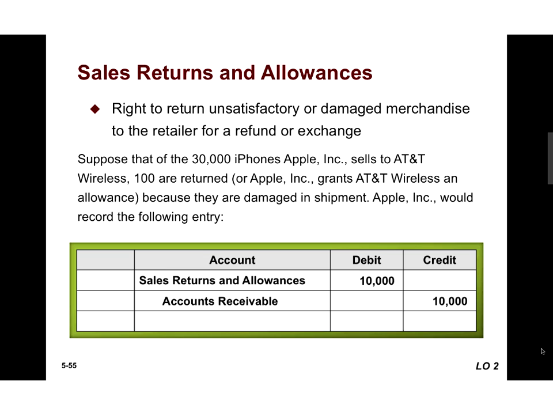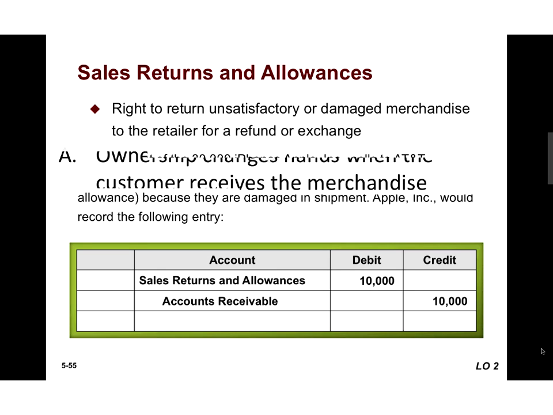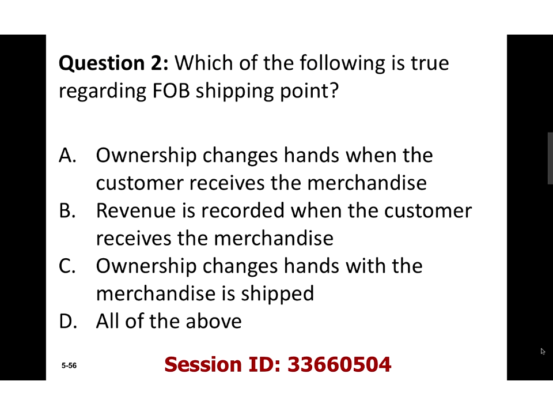Okay, now we're going to do some questions, a couple of questions back to FOB shipping point and FOB destination. So prominently in your notes, FOB shipping point means we recognize revenue when the goods leave the shipper's dock. FOB destination, we recognize revenue when the goods arrive at the destination, at the customer's. So the first question is, which of the following is true regarding FOB shipping point?